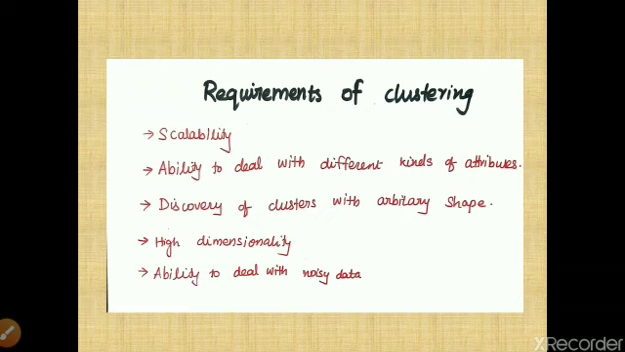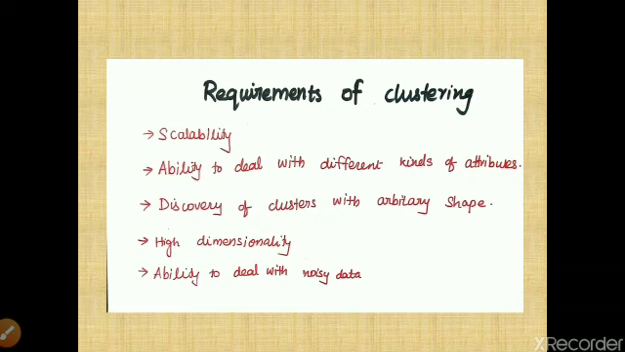Now the third is discovery of clusters with arbitrary shape. The clustering algorithm should be capable of detecting clusters of arbitrary shape. They should not be bounded to only a distance measure or tend to find only spherical clusters of small size. It should not be like that. Normally we will be using the spherical shape, but it should be capable of classifying other shapes also.